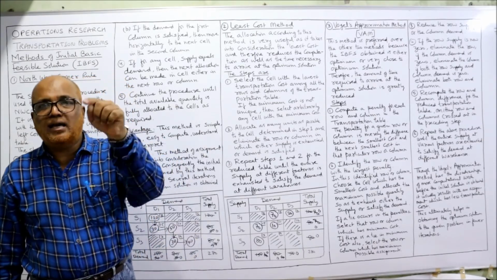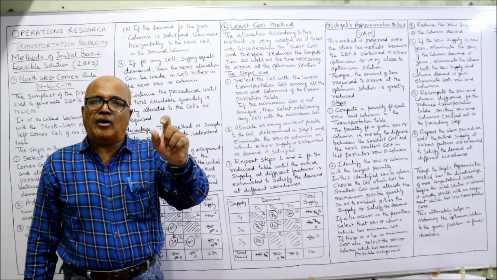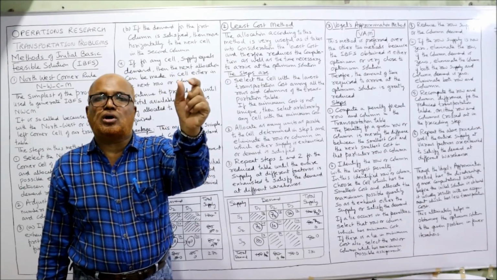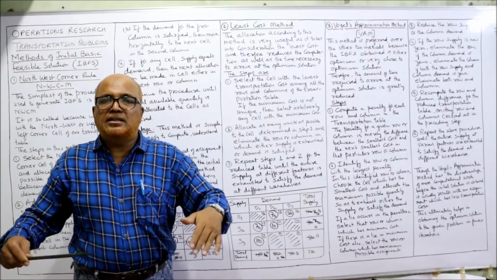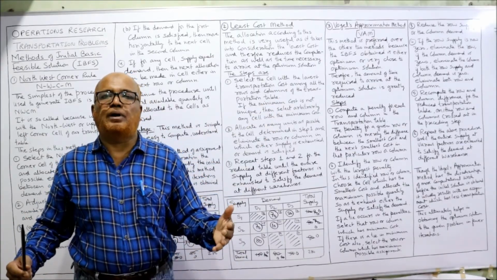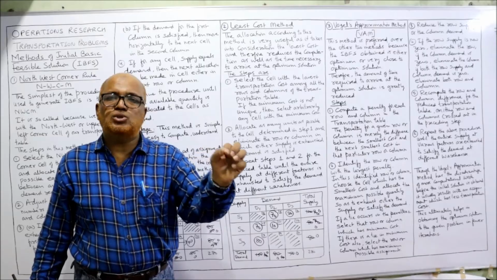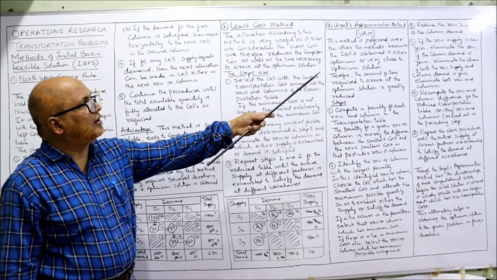Third time, again you calculate penalty. Find out the highest penalty. Find out which row or column. In that row or column, select the smallest cost. Allocate in that cost, block the row and column. Like this, repeatedly you have to perform this operation. Then you will get the final solution, IBFS through VAM. These are all the steps required, right?